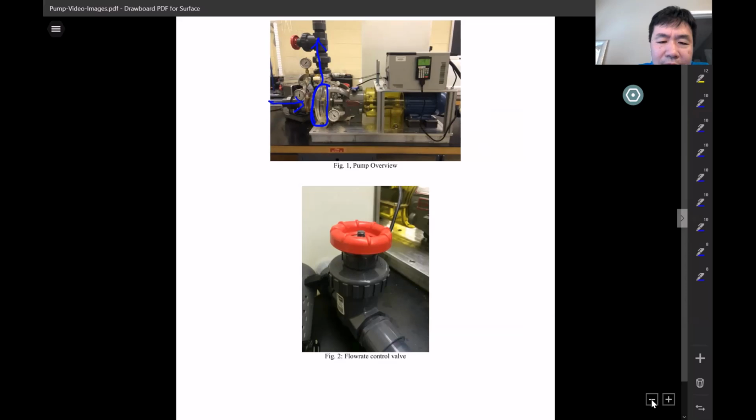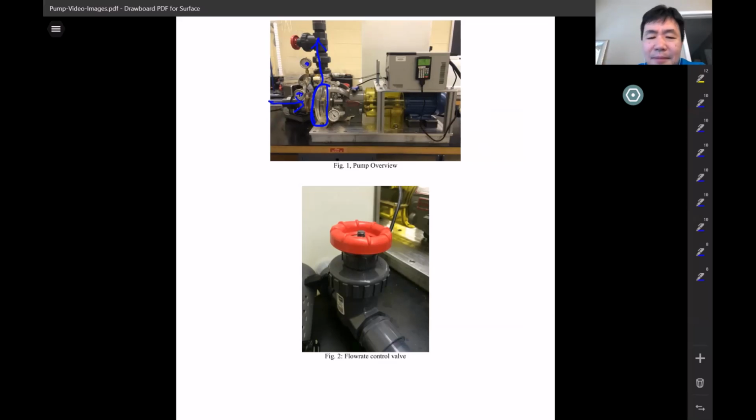These are the two pressure gauges, right? Suction pressure, discharge pressure, okay? Now you know, based on the pressure difference divided by gamma, you should be able to calculate the pump head at a given flow rate, okay? Is that right? Okay, this is the electrical motor here.